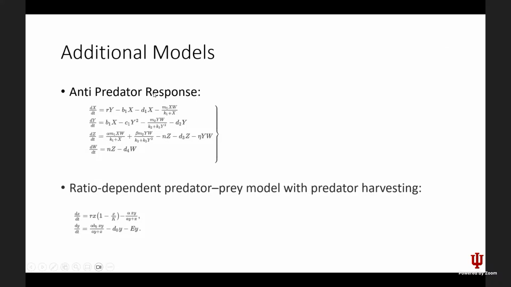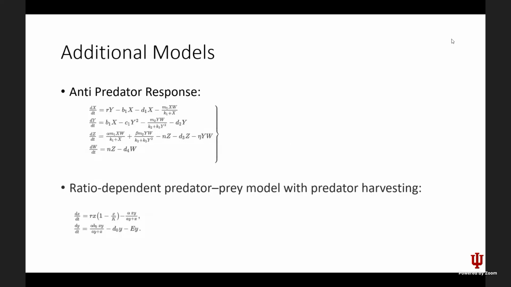There's this anti-predator response model. Without going into too much detail, it divides predators and prey into adult predators and adult prey. And adult prey, I think it's this one, basically has anti-predator responses. So if the juvenile prey can develop into an adult prey, it will develop some anti-predator responses, and that will modify the system.